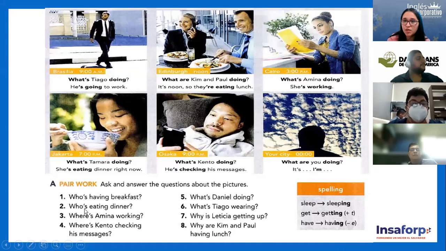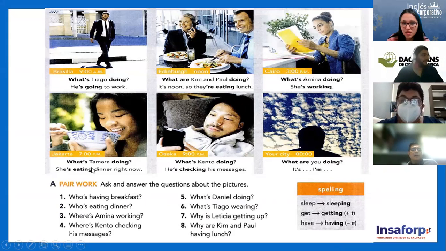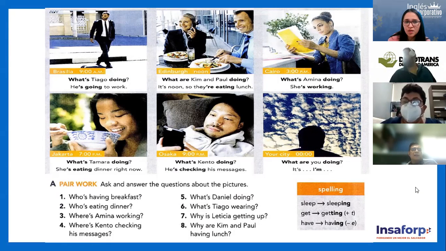What about number two? Who's eating dinner? Who's eating dinner? Kim and Paul. Okay, yes, right? They are having dinner. Oh, no? Okay, let's see. What did you say? We have this lady too, right, but she doesn't have a name. She's eating dinner too.